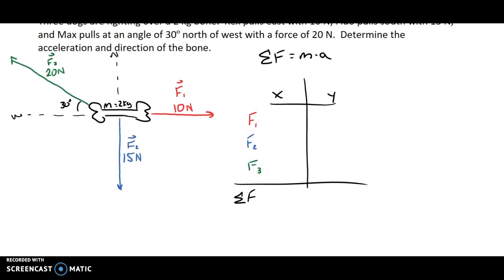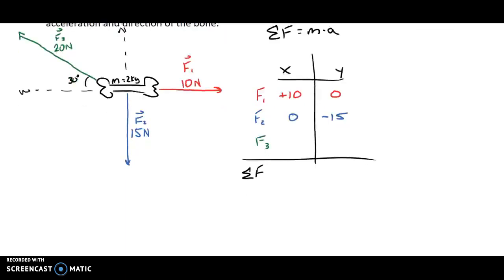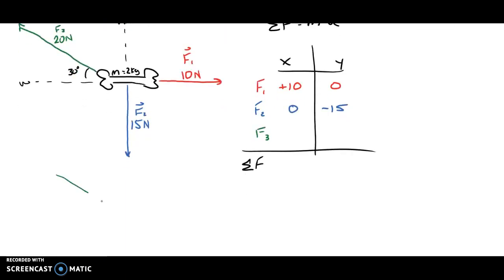So let's draw what we know. F1 acts in the positive x direction. It's to the right. So I'm going to put positive 10, and it has 0 component vertically. F2 is completely in the y direction, and it's downward, negative 15. Now F3 has a piece that's to the left and a piece that's up. So I'm going to break out F3 here. This is 20 newtons, but it has a component that acts to the left. This is F3 in the x, and it has a component that acts vertically, F3 in the y.